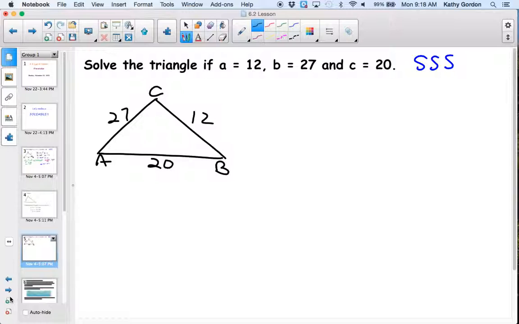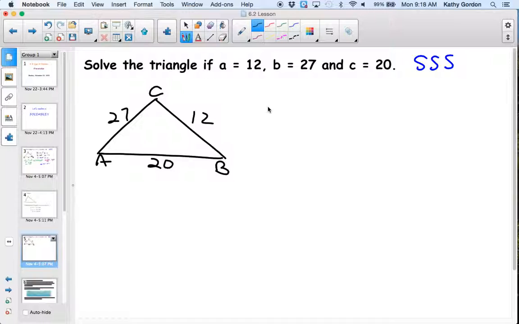So SAS and SSS are law of cosine kinds of problems. ASA, AAS, and SSA are law of sine kinds of problems. And AAA is never enough information to tell you what your triangle is. So AAA is just out of focus. Okay?